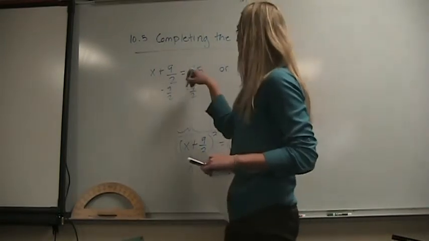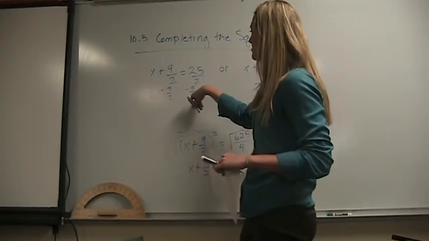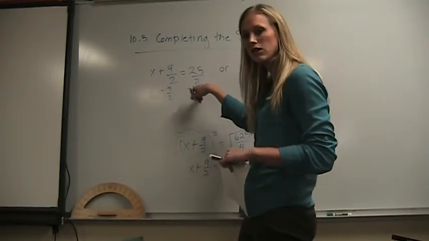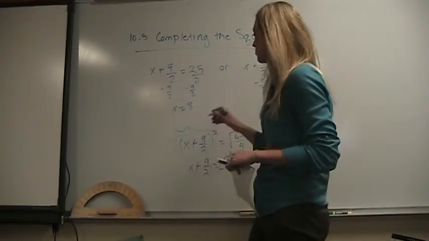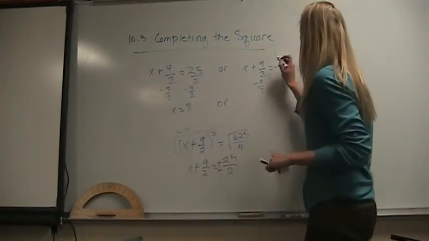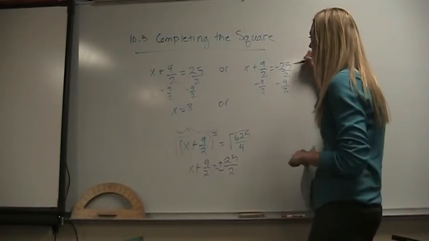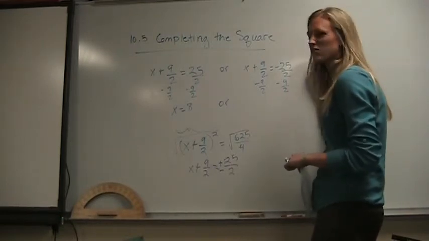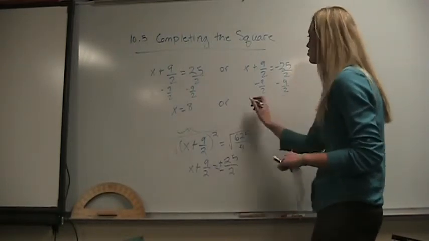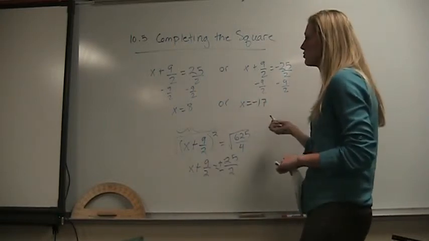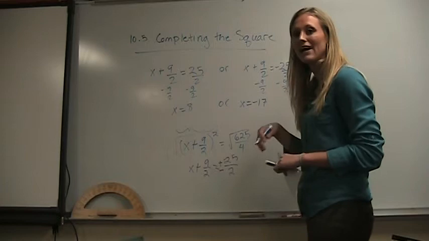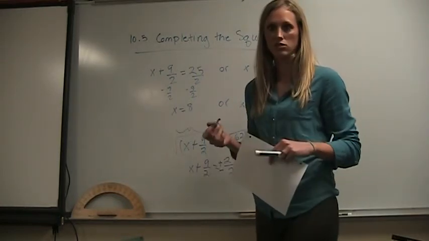Okay, and 25 minus 9 is going to give me 16, so I have 16 over 2, which is 8. So x equals 8, or negative 9 minus 25, that's going to give me negative 34. So negative 34 over 2 is going to be negative 17. So those are my two solutions. And if we substituted those back into my original quadratic, we would see that those would work.